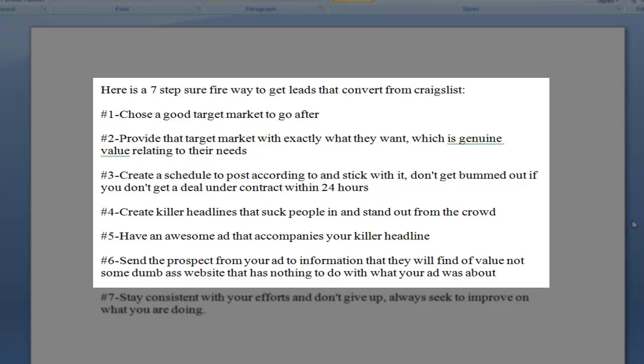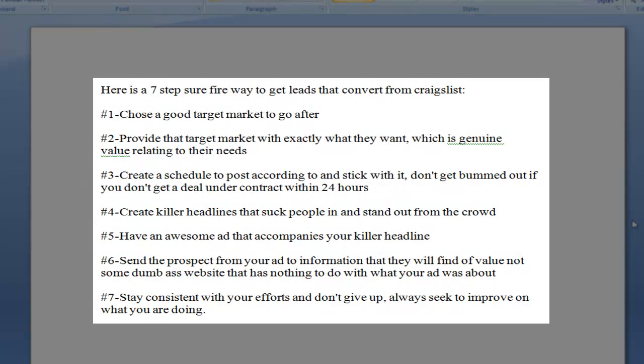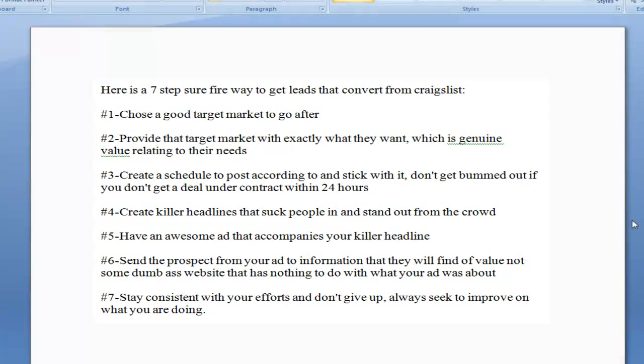All right. So last but not least, like I said in the very beginning, you want to stay consistent with your efforts and don't give up. Always look to improve on what you're doing, and always keep an eye out on how you can get better at what you're doing. Again, you're not going to generate any business within 24 hours. What I'm giving you is not a magic button. It's not something where you just go out there, do it, and you're going to come into a windfall of money and leads. It's just not how it works. You have to stay consistent, and you have to have all these steps down.